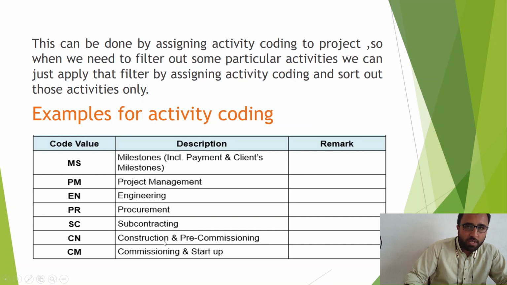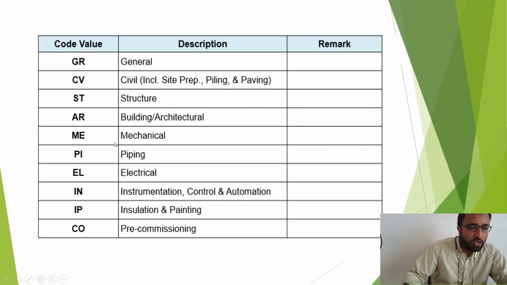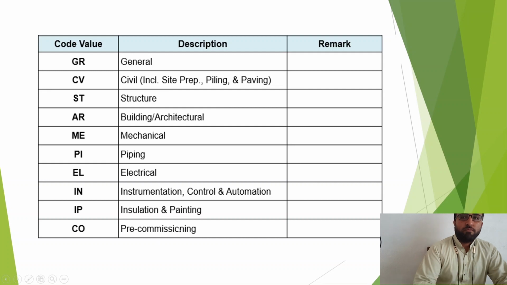Then construction and pre-commissioning, CM, commissioning and startup, CM, GR for general, CV for civil, ST for structure, AR for building architecture, ME for mechanical, PL for piping, EL for electrical, IN for installation, IP installation and painting, CO pre-commissioning. Each activity coding will differ from project to project depending upon the type of project. This doesn't mean that this table will always be used for your activity coding. You can create your own activity coding for your own unique project. This was just an example to show you what activity coding is.